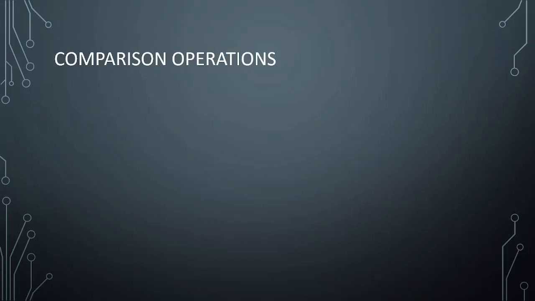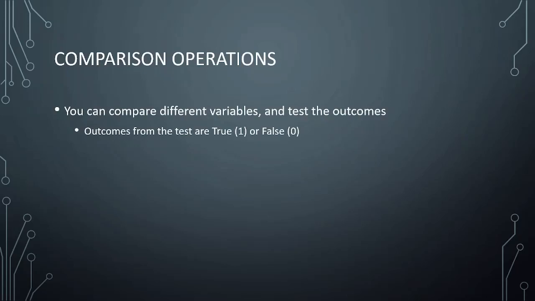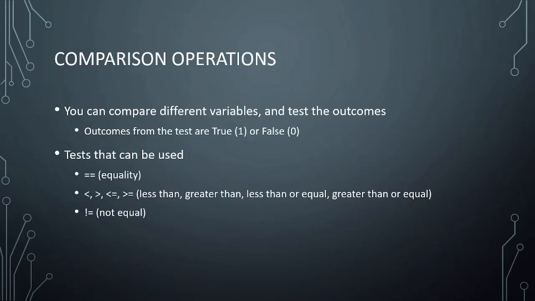The last little bit of this video is about comparison operations. And comparison operations are used to compare two different variables. We can compare the variables, and when the test comes back, it will tell us one of two things. It will tell us whether it's true or whether it is false. A couple of tests we can do in Python are equality, and that's that double equals sign. We can do also greater than, less than or equal to, and greater than or equal to. And we can also check if two variables are not equal. So let's go into PyCharm and see how this is done.